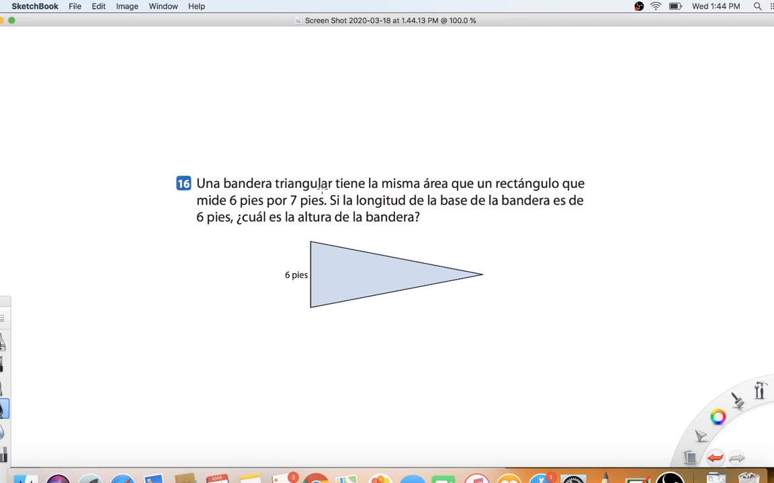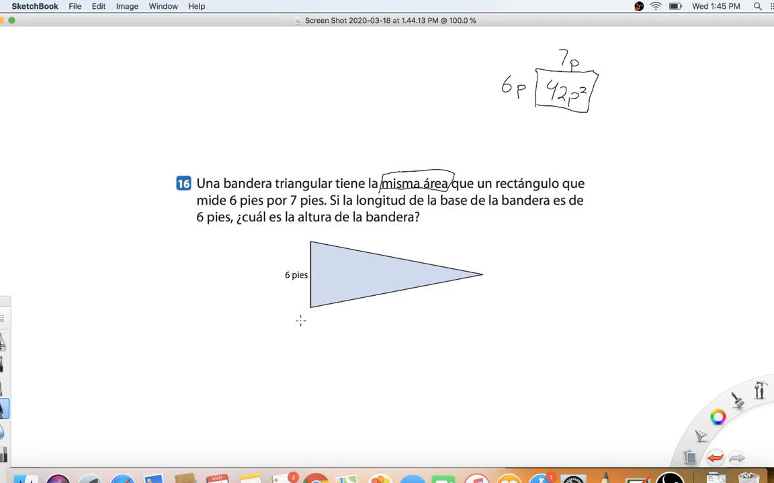Así que el área de este triángulo es la misma área de un rectángulo. Y este rectángulo va a medir 6 pies por 7 pies. Cuando encuentras el área de un rectángulo, solo haces la base por la altura. Así que la base es 7 aquí, también es 7 aquí. 7 por 6 me da 42 pies cuadrados. Así que el área es 42 pies cuadrados de este rectángulo.